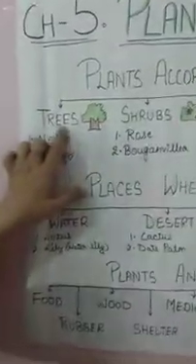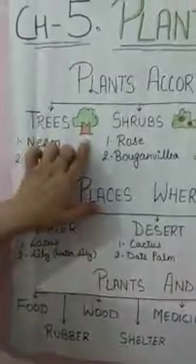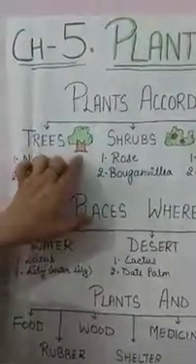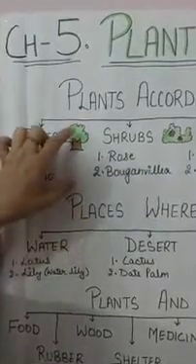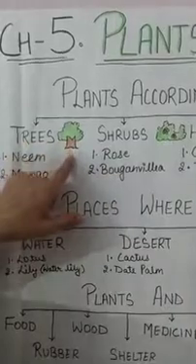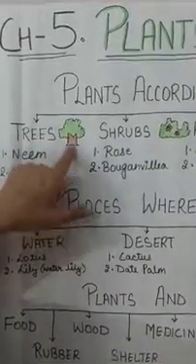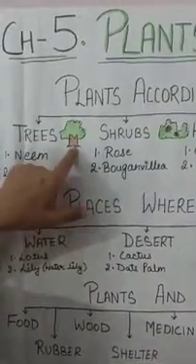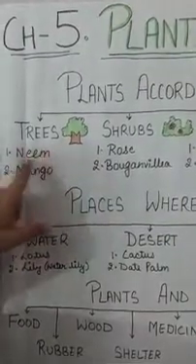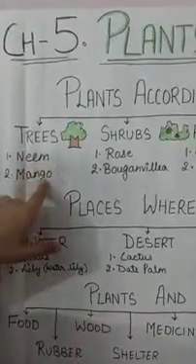First category is trees. Trees are the plants which have very strong stem, that is known as trunk. They are tall, strong and big plants. They live for many years. Their stem, that is known as trunk, is generally brown in color. Some examples of trees are neem tree, mango tree.